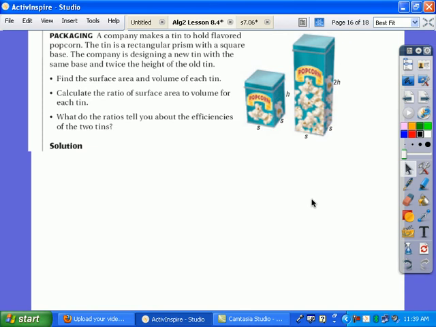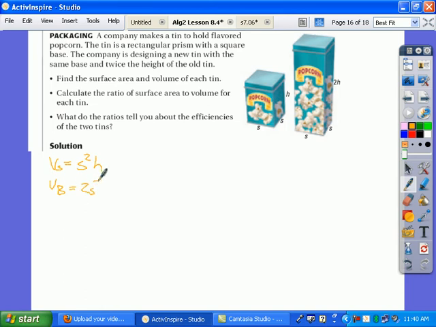Volume of the small guy. How do you find volume? Length times width times height. So it's S squared H. Volume of the big guy is S squared times 2H. So 2S squared H. And you can see the volumes are exactly doubled. Okay, now we need the surface area.